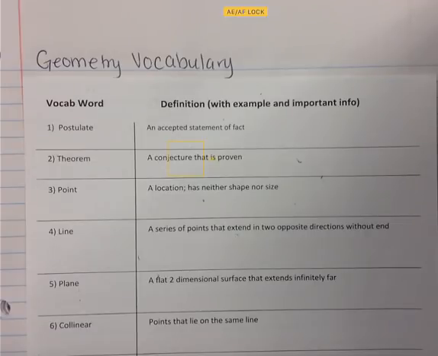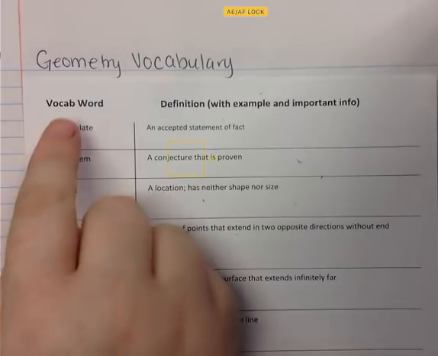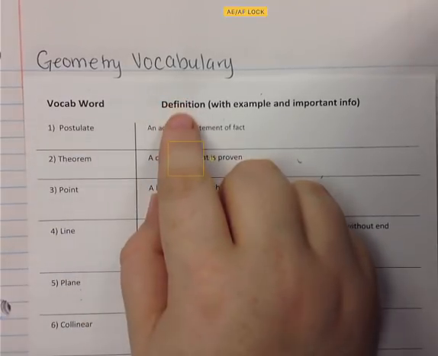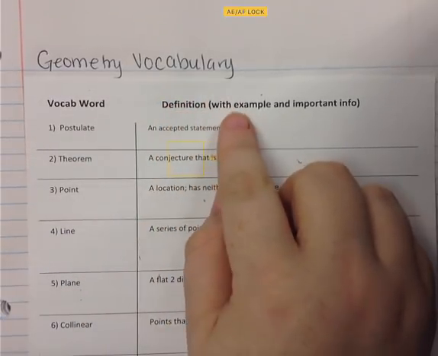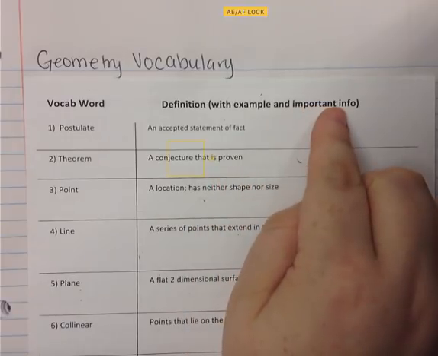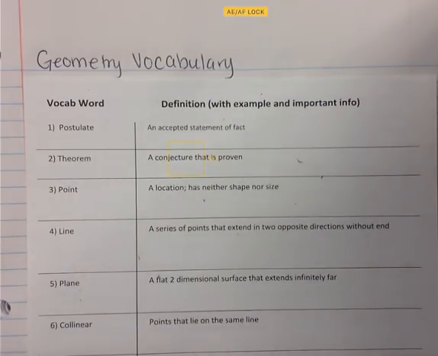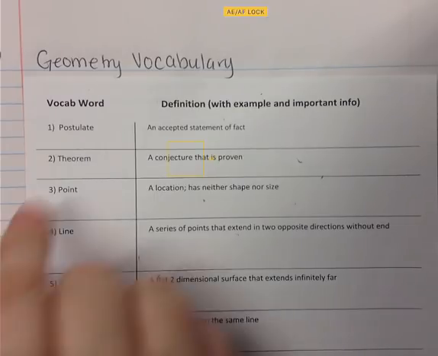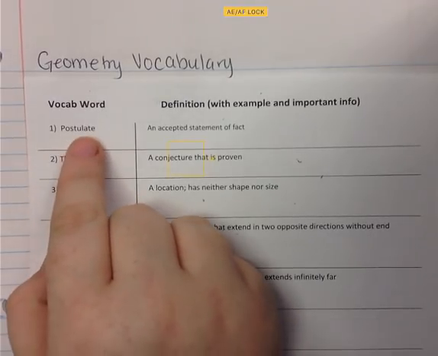This video is on geometry vocabulary. We have a vocabulary word, we have the definition, and we're going to be putting the example and the important information. Not all words will have an example with it, and not all words will have important information that goes along with it. The first word is a postulate.